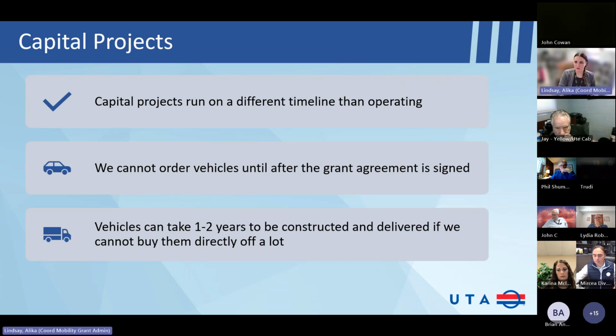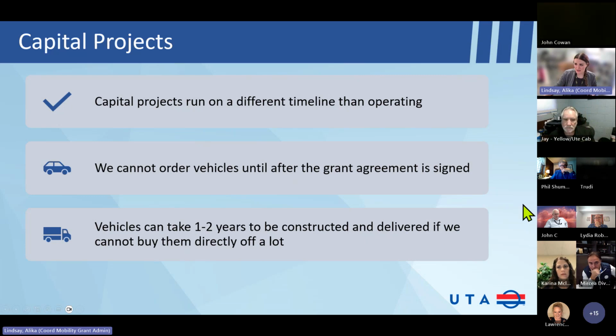So let's talk about capital projects for a minute so I can explain it again. Question about applying for operating funds. Do you want to address it at the end or now? Yeah, let's wait till the end and we can just do everyone's questions. Okay. Thank you.